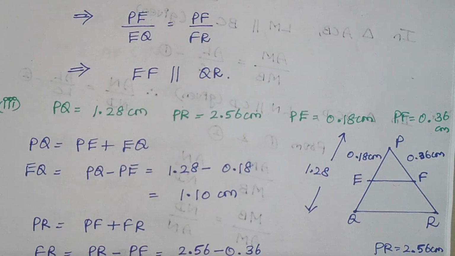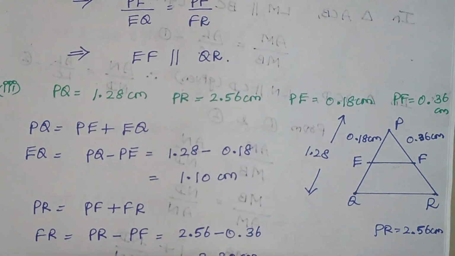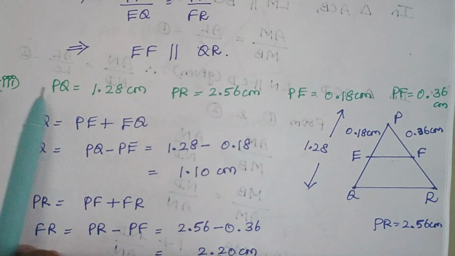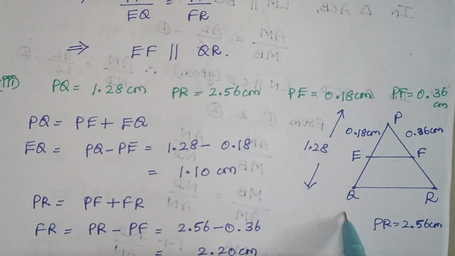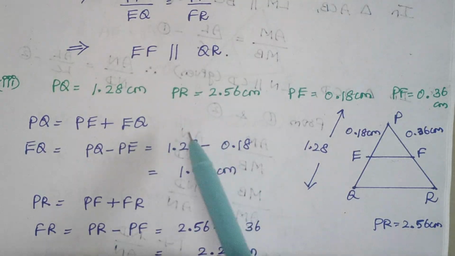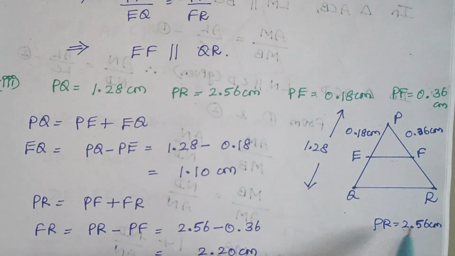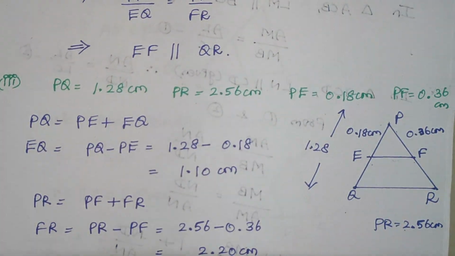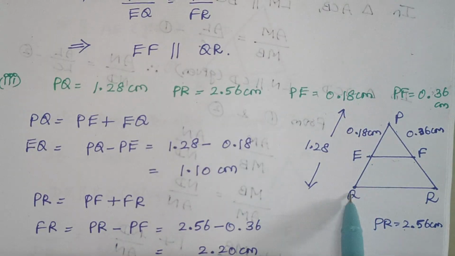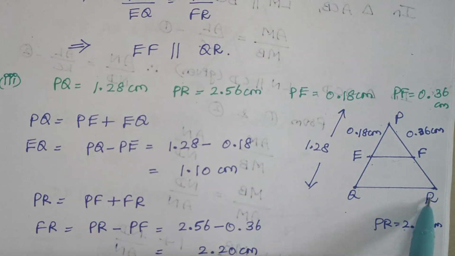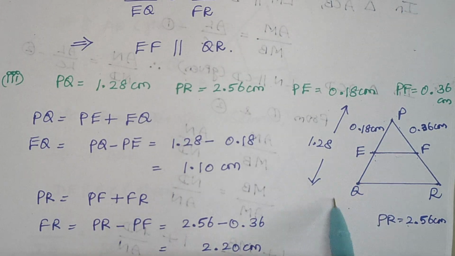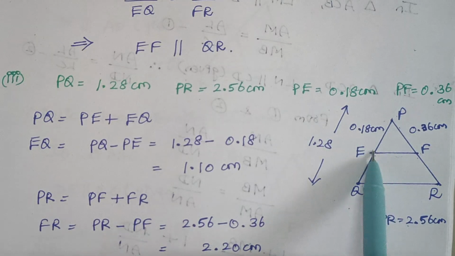Now we proceed with our third part of problem number 2. So this is the question over here. Right, so PQ, PR, PE and PF are given. So first PQ, this total length is given, and then PR, this total length is given, PE is given and PF is given. So our first thing is, we have to find the value of this EQ and this FR, right? So how to find this EQ? You see, this PQ is nothing but PE plus EQ. So I need only EQ.